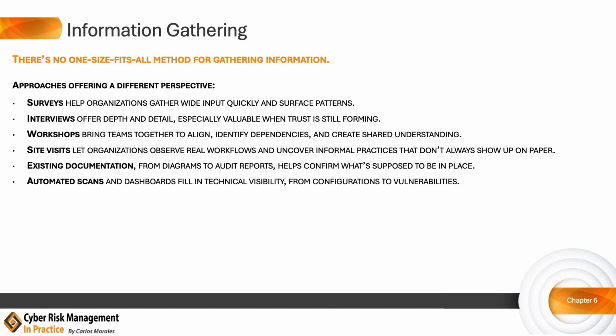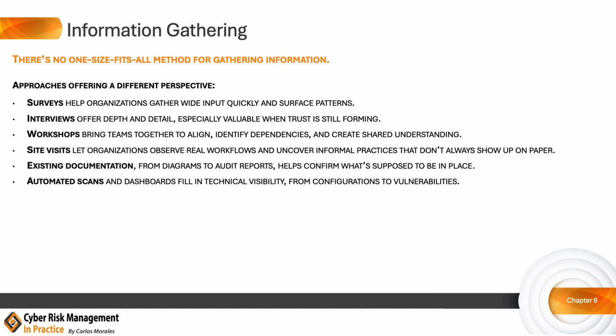Site visits. Sometimes the only way to understand how a process really works is to see it in action. These visits give you valuable insight into the disconnect between formal procedures and informal workarounds. Existing documentation. This includes architectural diagrams, CMDB, network inventories, governance models, audit reports, past assessments, any structured source of information that helps map what should exist. Automated scans and dashboards. These tools provide a technical snapshot, vulnerabilities, configurations, endpoint visibility, or cloud posture. They don't tell the full story, but they fill in critical gaps and support validation.